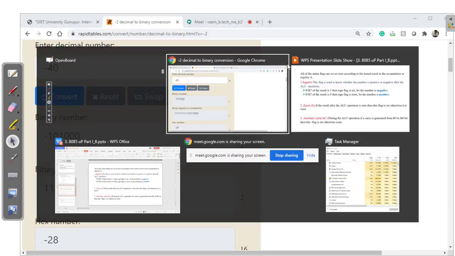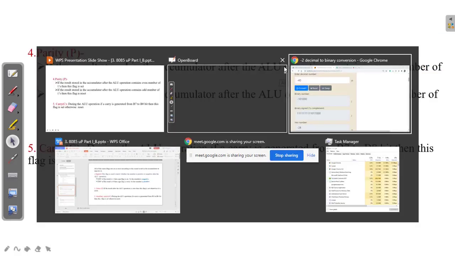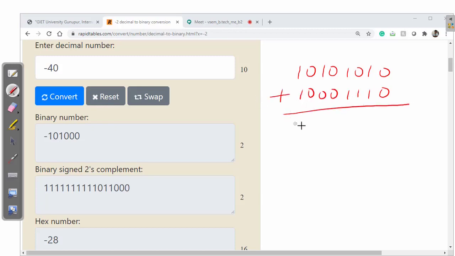The next flag was the parity flag. Now let's understand this parity flag with an example. Let's take two numbers again: 1010 1010 and 0111 0001. I've taken two numbers and I'm going again for an addition job. So in the parity flag, what happens?